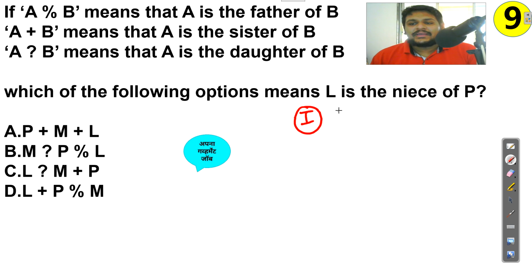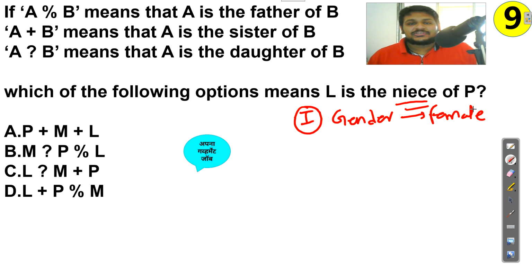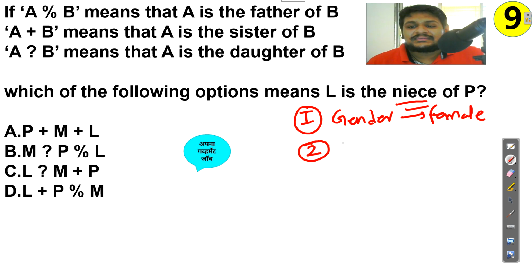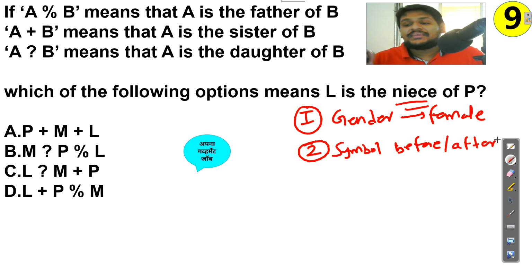First, you need to determine the gender of the question, what we need to find. So we have to prove L is the niece of P. Niece means female. Just write these 3 steps in your notes also. First gender, then we need to find the symbol before and after. Now what is the meaning of before and after?